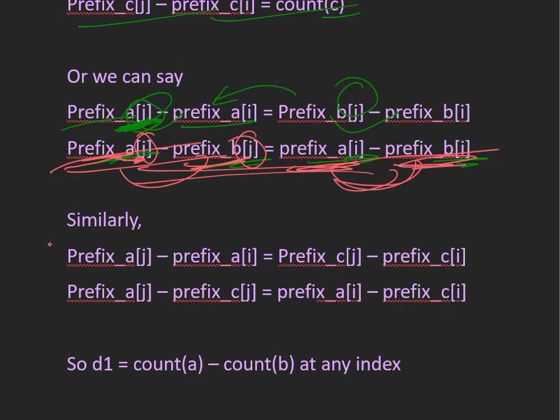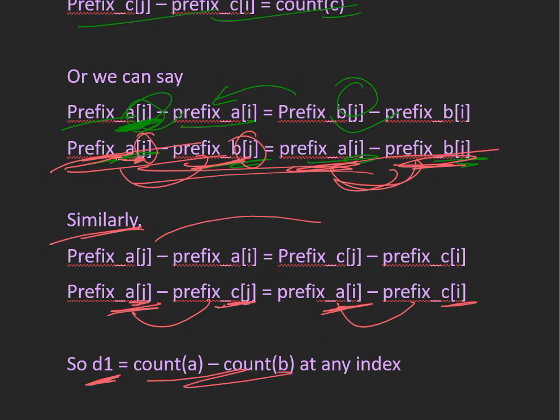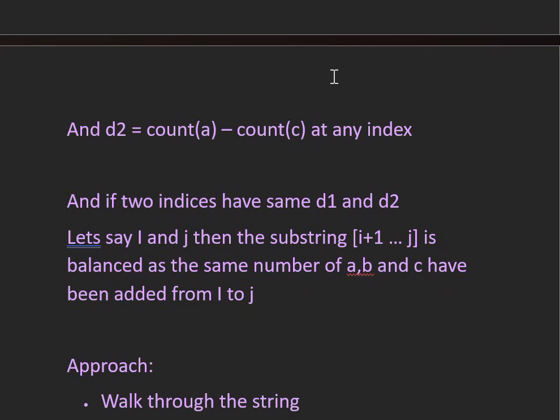So this is equal. Similarly, if we solve for A and C, we get prefix of A at index J minus prefix of C at index J is equal to prefix of A at index I minus prefix of C at index I. So if we take two variables, D1 is equal to count of A minus count of B, and D2 is count of A minus count of C.